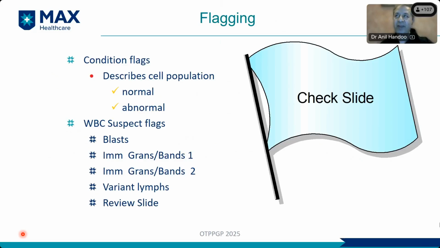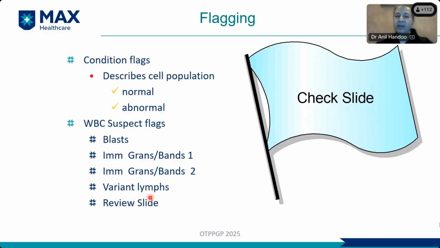Now, when you talk about flagging, there are many types of flags which come from an analyzer, right? So you have what are called condition flags, which basically describe the population as normal or abnormal. And here the analyzer is pretty convinced that this population is absolutely normal because it would have been in an area which was defined by the company using many samples before they actually got the instrument into the picture. And then you have the ones called suspect flags, where the analyzer identifies abnormal cells in a certain area in the instrument, which potentially can be abnormal. For example, it might give you a blast flag, an immature granulocyte flag, a band flag, or a variant flag.